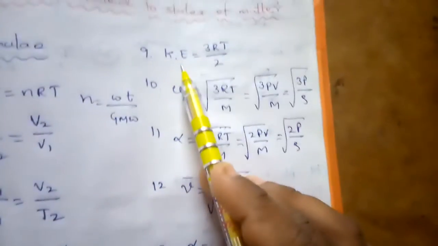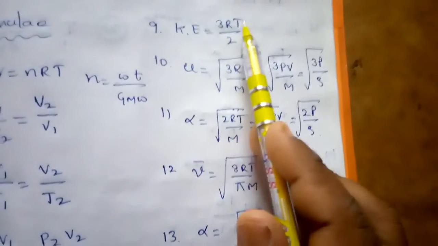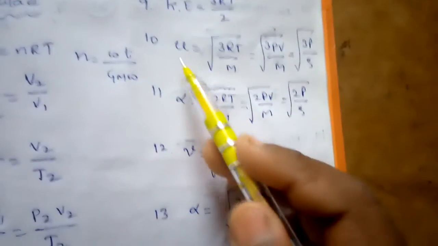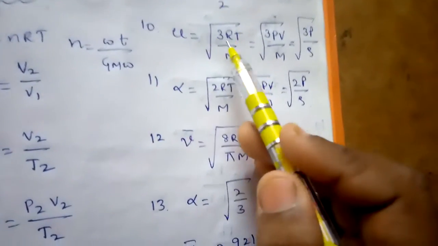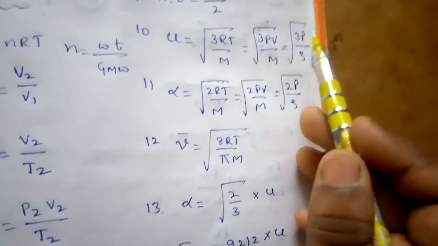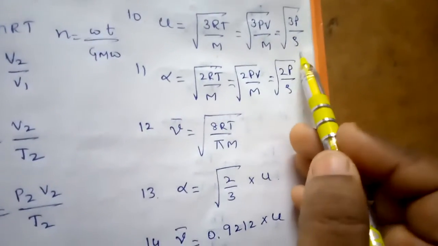Like K stands for kinetic energy. Kinetic energy equals 3RT by 2. Here u, nothing but root mean square velocity, equals square root of 3RT by M, or else 3 into pressure into volume by molecular mass, or else square root of 3 into pressure by rho. Rho stands for density.